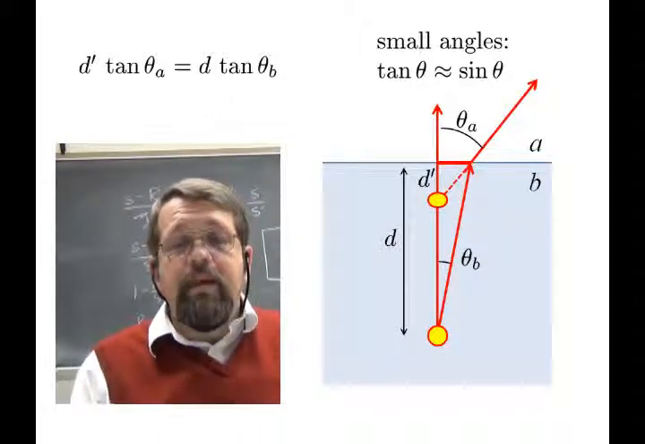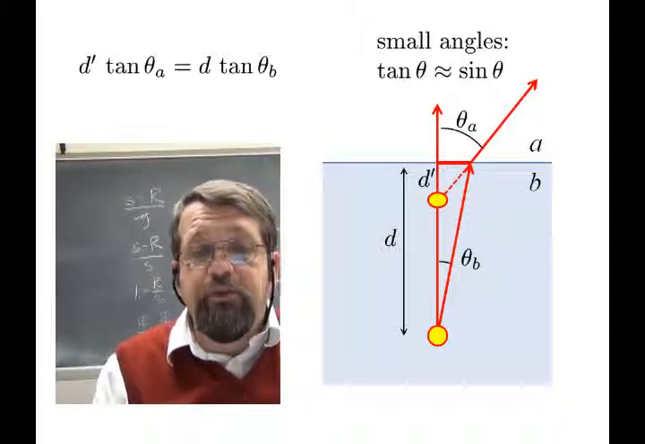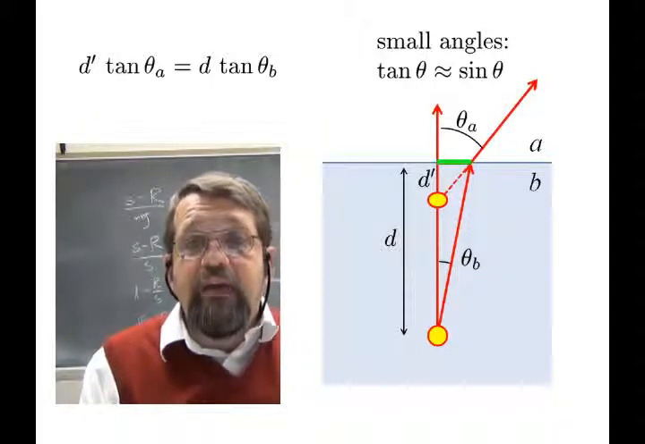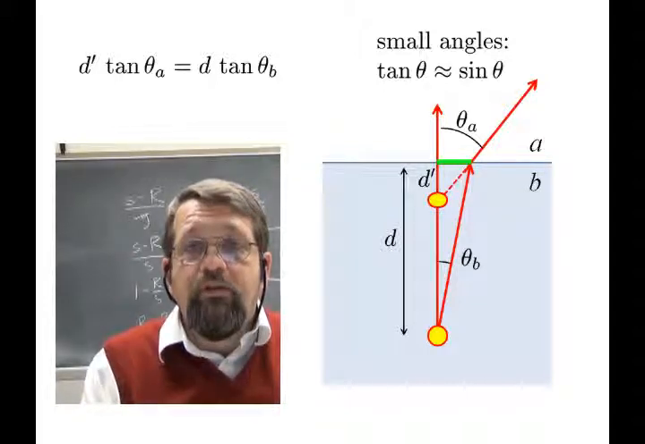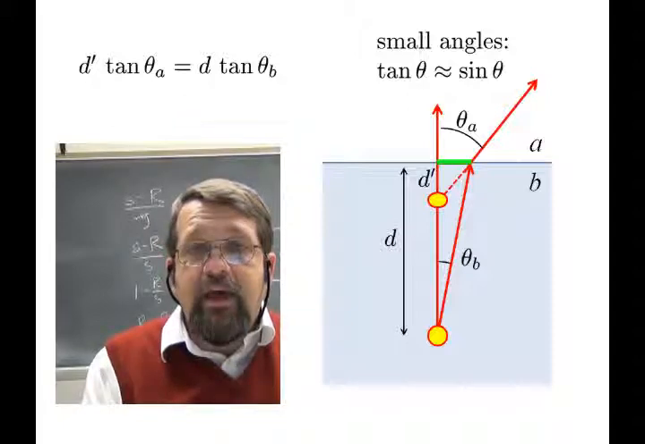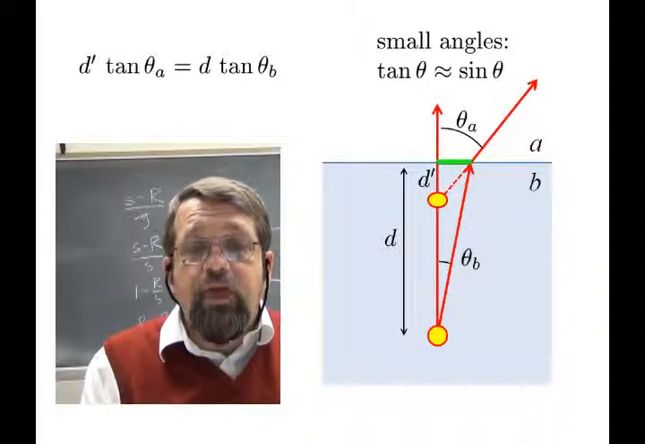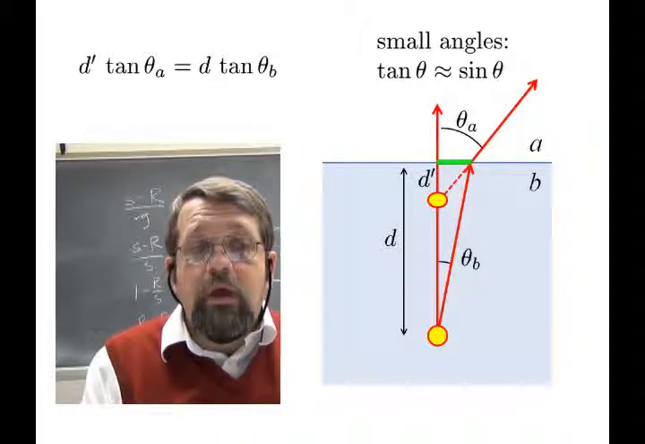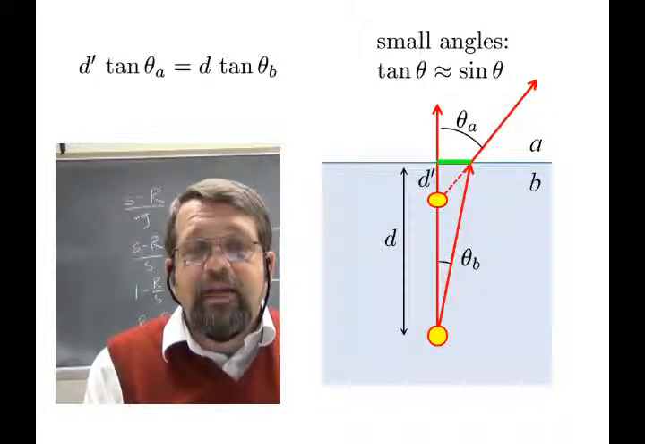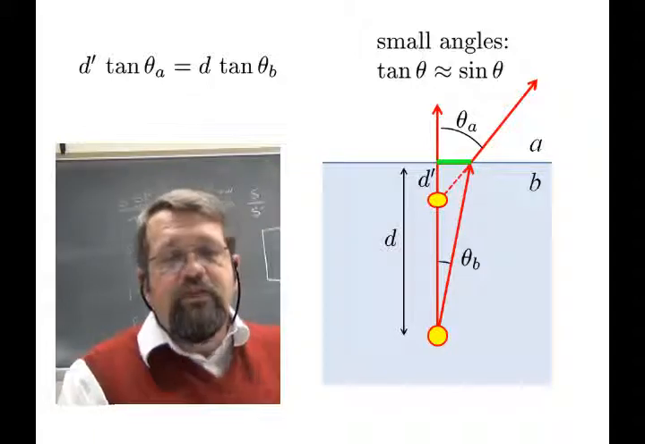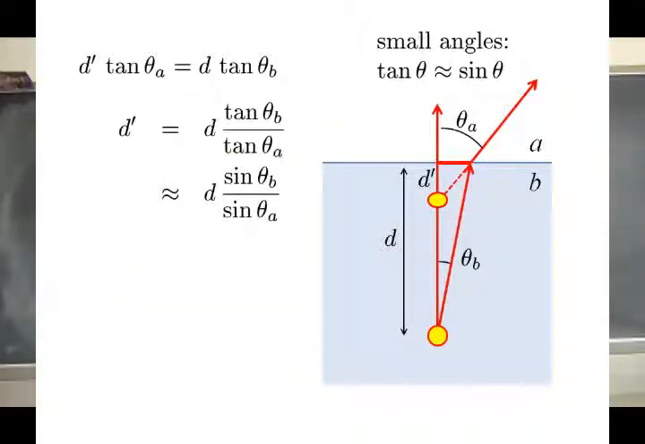Now, if you look at the diagram, there's a line on the surface between the two rays, and that line is the same in two triangles formed by the image and the object. That length will be d prime times the tangent of the angle is equal to d times the tangent of the other angle, the angle theta sub b. And if I solve that for d prime, the apparent depth of the object, then that's d times the ratio of the tangents of the angles, but the tangents are about equal to the sines, and so that's about d times the ratio of the sines of the angles.